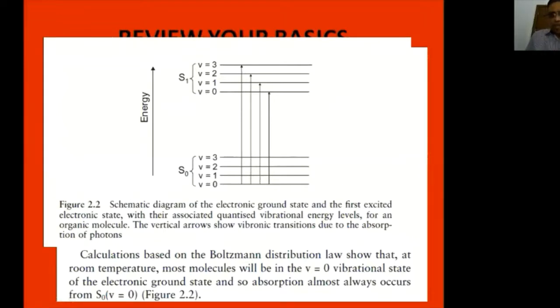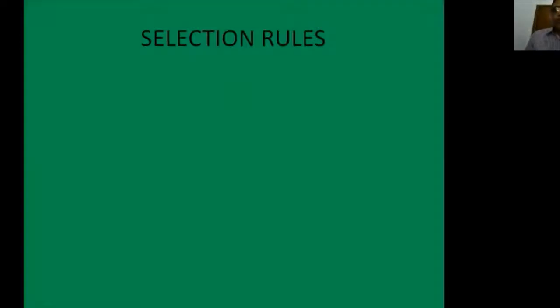You need to understand Planck's law, you need to understand the Born-Oppenheimer approximation, and you need to know clearly the Franck-Condon state and how exactly electronic transitions happen.